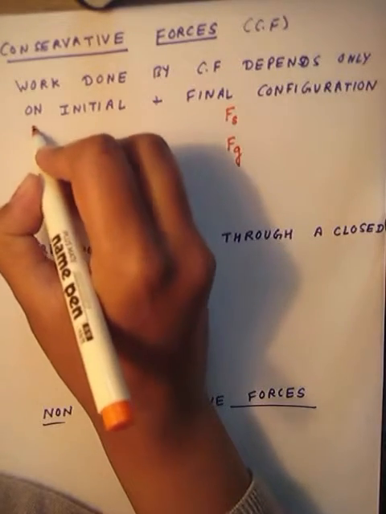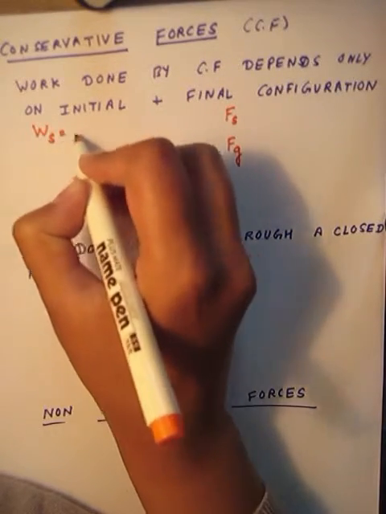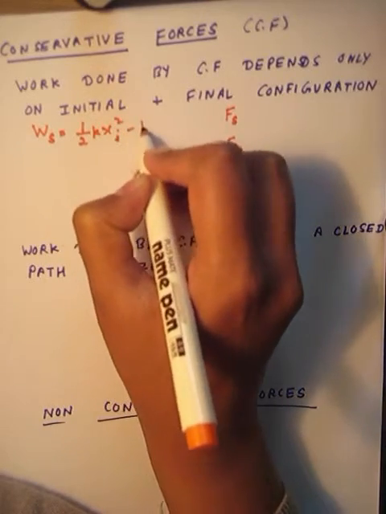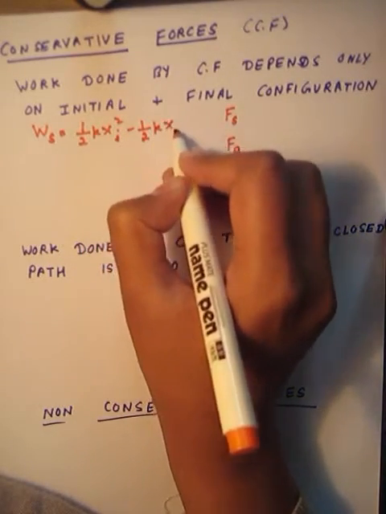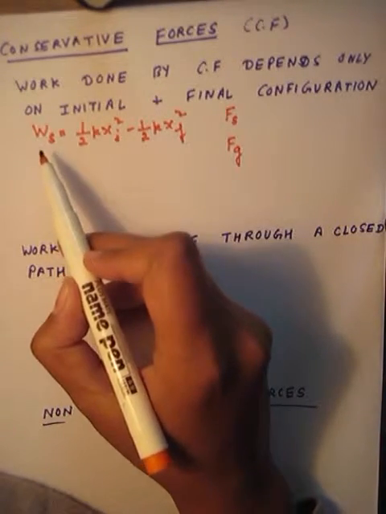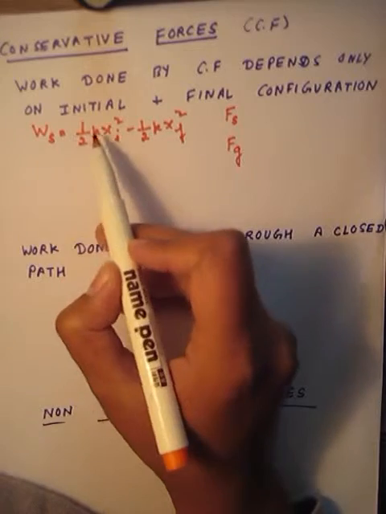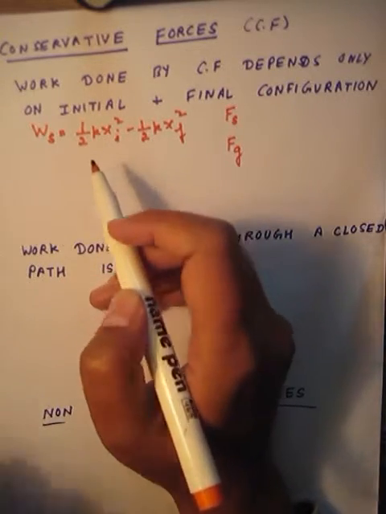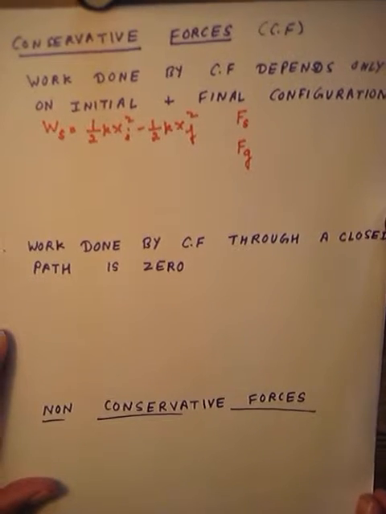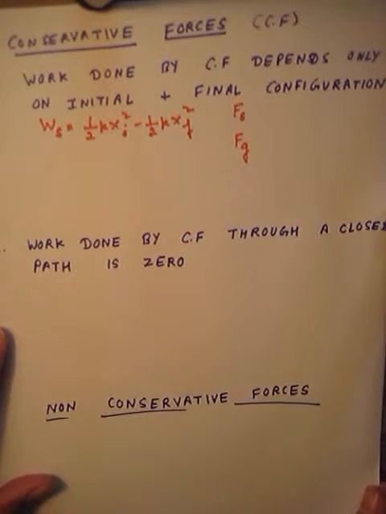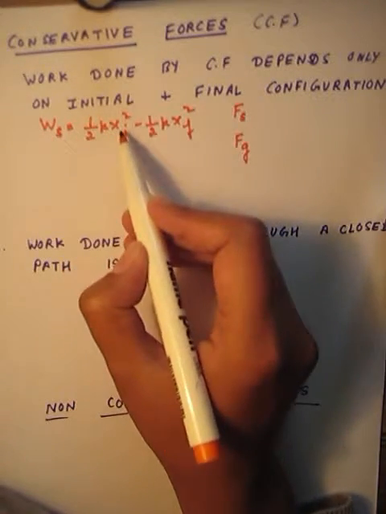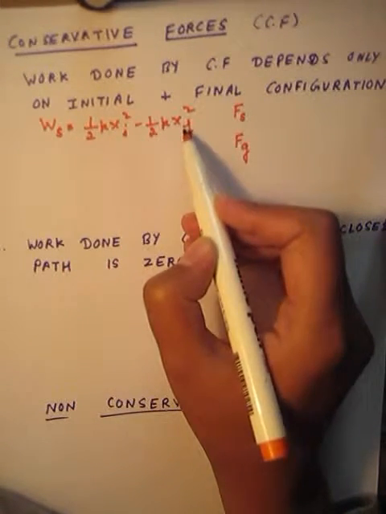The work done by the spring force is given by half k x_i square minus half k x_f square. So in order to calculate the work done by a spring force, we just need to know the initial x value and the final x value. It doesn't matter what happens in the path.